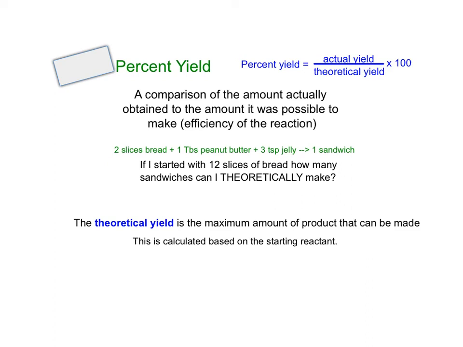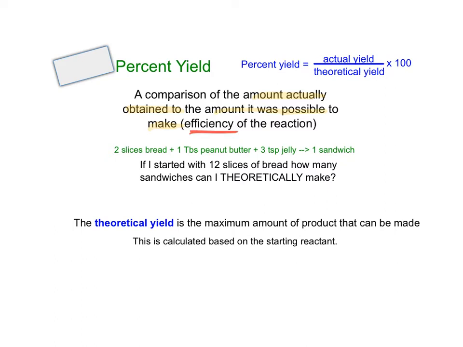This is the Chem 1 lecture over percent yield. So percent yield is a way to compare the amount actually obtained to the amount that was theoretically possible. You're comparing how much was actually found during a lab versus how much was possible. So what you're doing is looking at the efficiency of a reaction. Obviously you want your percent yield to be close to 100.